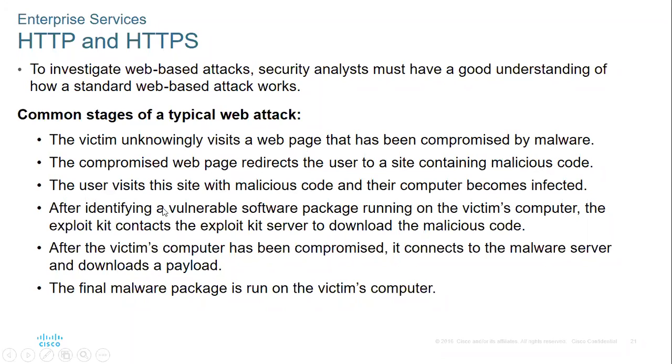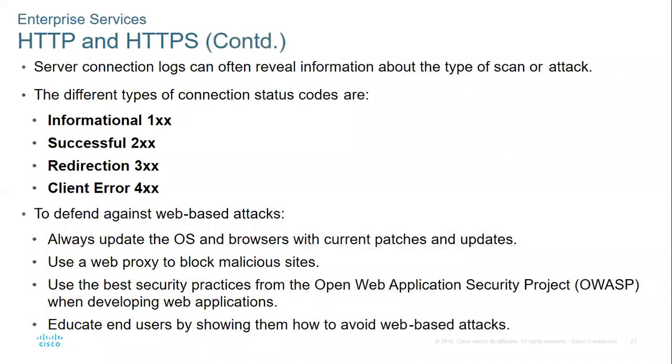After identifying a vulnerable software package running on the victim's computer, the exploit kit contacts the exploit kit server to download the malicious code. After the victim's computer has been compromised, it connects to the malware server and downloads a payload. The final malware package is now running on the victim's computer. This is, you know, what happens. Okay.